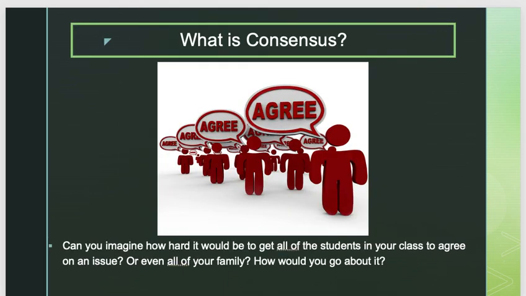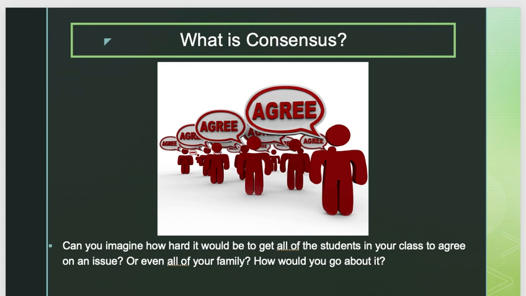What I want you to think about when we start exploring what consensus is, I just want you to imagine, if we're back in the classroom or even in your house, imagine if you want to get everyone to agree on the same topic. If you want everyone to agree on either what you're having for supper tonight or how you should spend a free recess, think about how hard that would be. Even in your own family. I don't know about you, but me growing up, we had a family of 5.